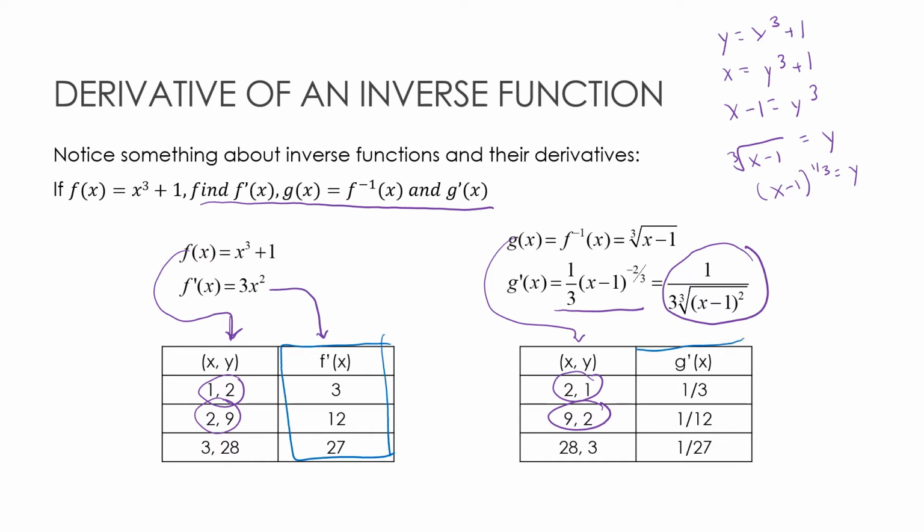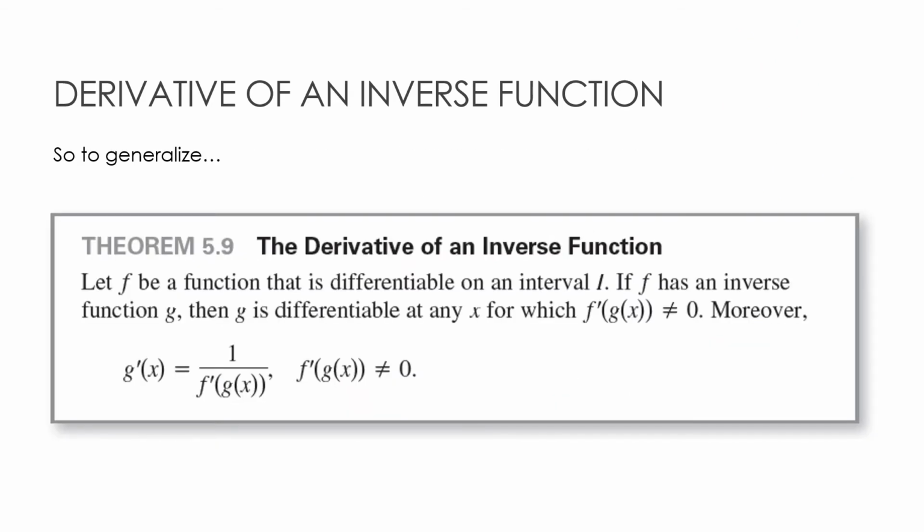derivative. So notice the values of the inverse derivative are 3 and 1/3, so the reciprocal, 12 and 1/12, 27 and 1/27. So we can see that relationship that the derivatives of the inverses are essentially reciprocals of one another. So essentially what we're saying is this, that if I want to find g prime of x, it's going to be equivalent to 1 divided by f prime of g of x. Now you might be thinking, well, where did that come from? That feels like it came out of nowhere.